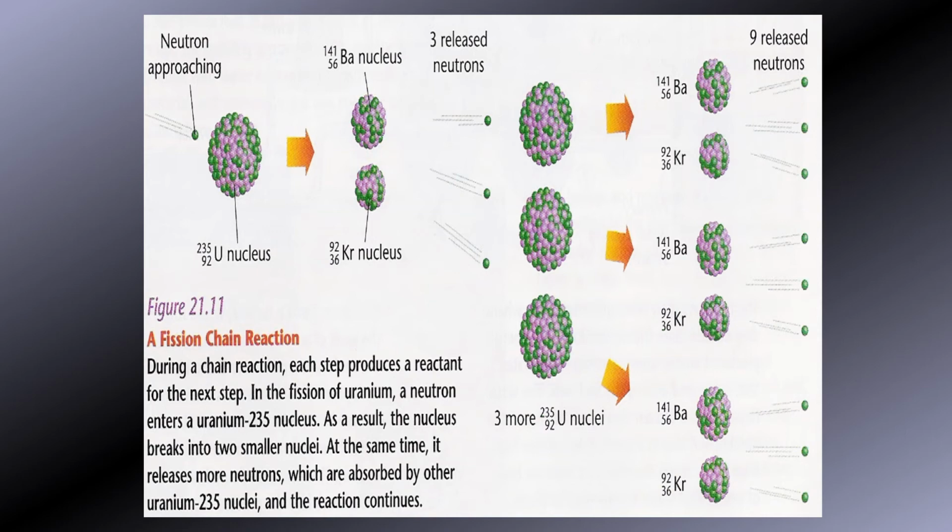And then those three neutrons will go ahead, and now we have 9 neutrons that are out there and they can be absorbed by 9 other uranium-235 isotopes. So that's how it starts a chain reaction, which can just go on and on and on.